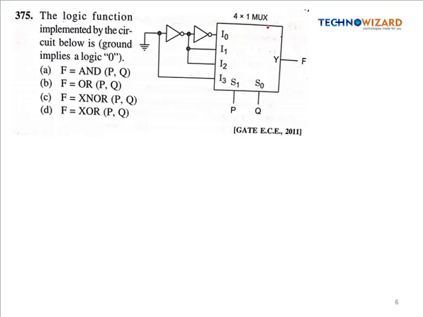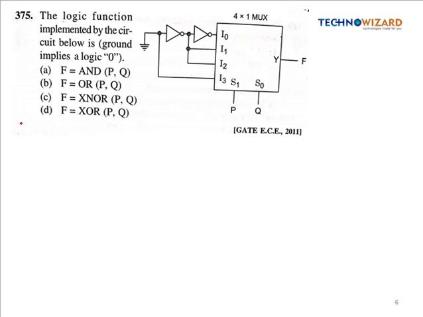So now basically this is a 4x1 mux. In a 4x1 mux, 4 inputs are there and 1 output is there. For the 4 inputs we have 2 select lines. With the help of select lines we select a particular input. Suppose if s1 s0 is 0 0, then i0 will be selected. If this is 0 1, then i1 is selected. If this is 1 0, i2 is selected, and if s1 s0 is 1 1, then i3 will be selected.